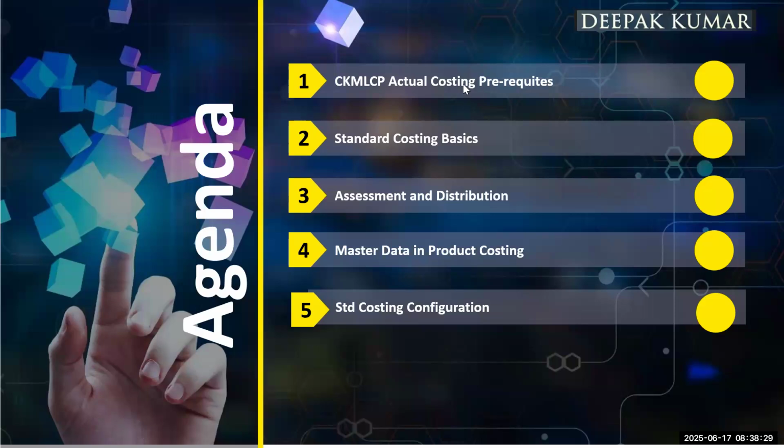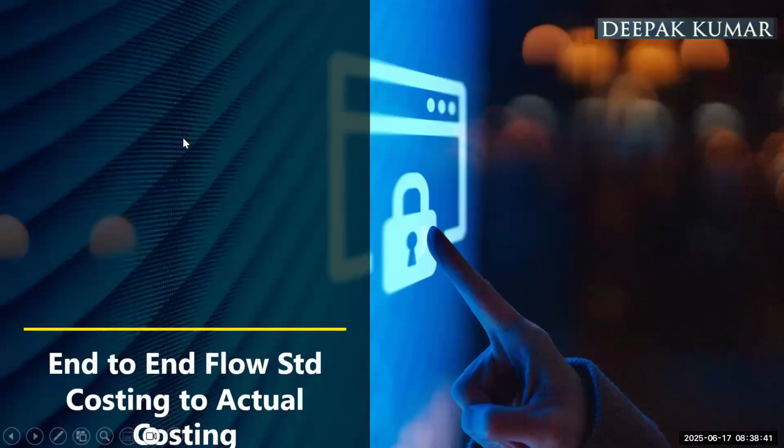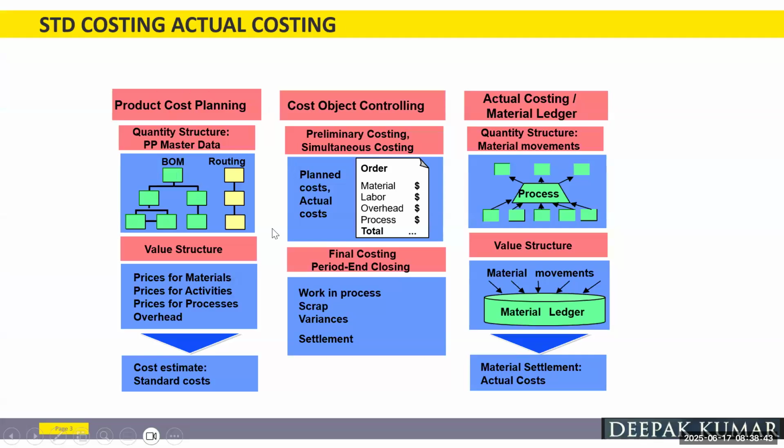Okay, this slide needs to be changed. So today we are working on CKMLCP mainly, actual costing. Yesterday we covered standard costing in detail. This one too we have covered before. If missing, I'll add later. And today we're covering actual costing, material ledger.